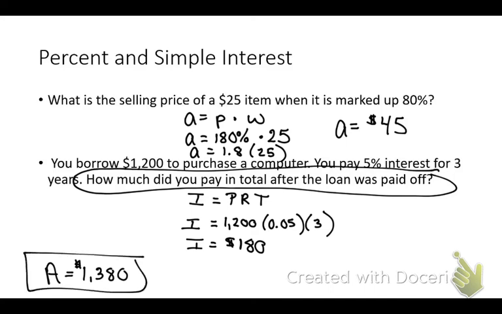You guys understand how we got to 1,380 and why? If you borrowed $1,200, you're paying back the $1,200. And whoever you borrowed it from just made $180 in interest for fronting you the money, giving you the money up front so you could purchase the computer.